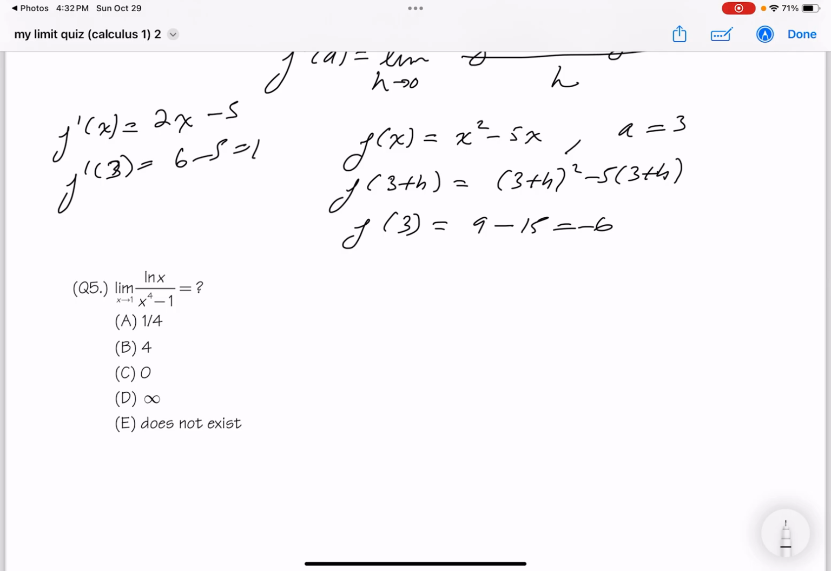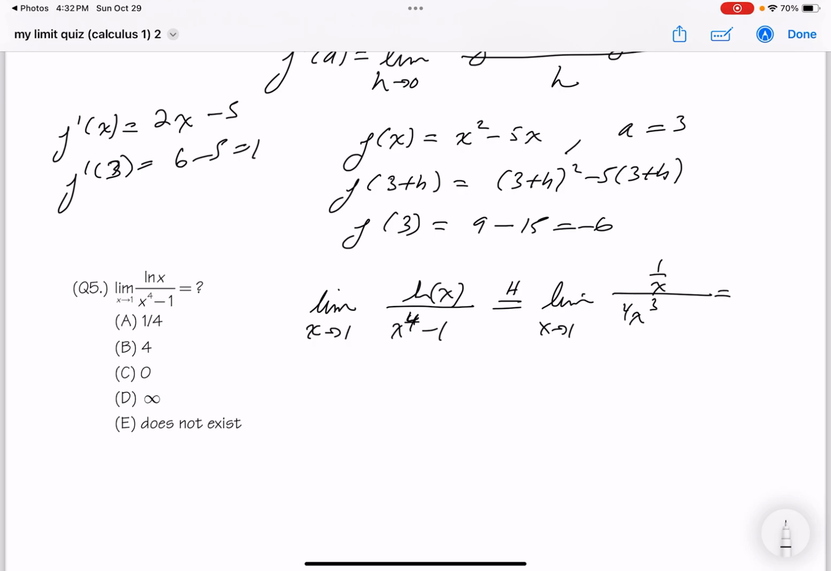This is a more difficult one, and I'll tell you why. Looking at it, x is going towards 1, so the top and bottom are both going towards 0. I would claim that it is best to use L'Hopital's rule. As x goes towards 1, ln x goes towards 0, and x to the fourth minus 1 also goes towards 0. So I'm going to use L'Hopital's rule. I put a little h above the equal sign and write the limit as x goes to 1. The derivative of the top is 1 over x. The derivative of the bottom is 4x cubed. If you took that limit, it's not that bad. You get 1 on top, 4 on the bottom, which is 1/4.